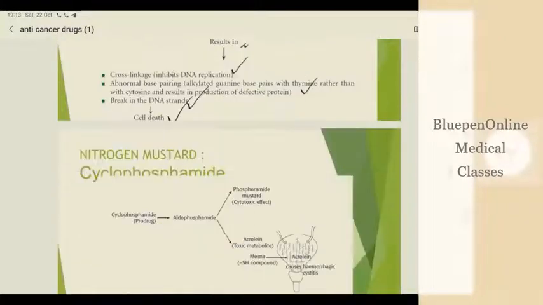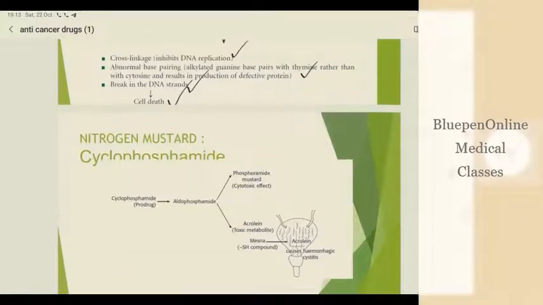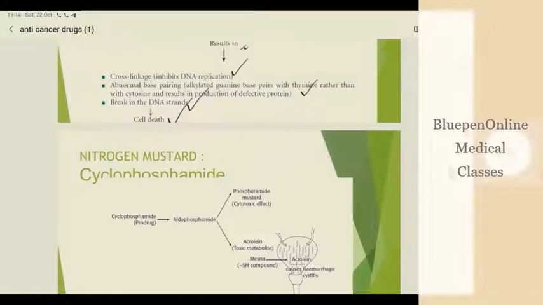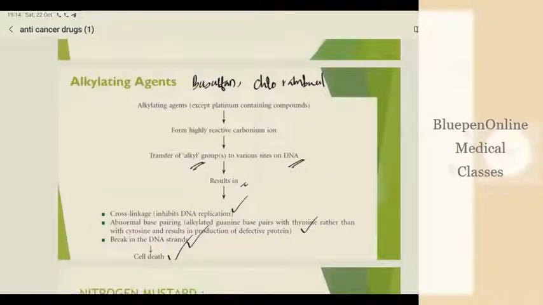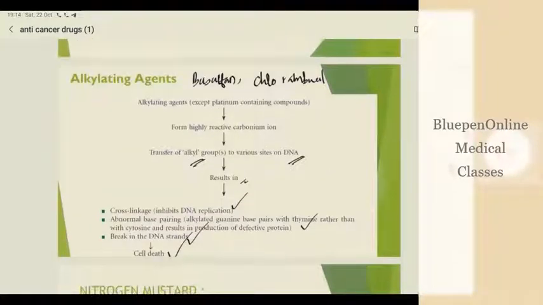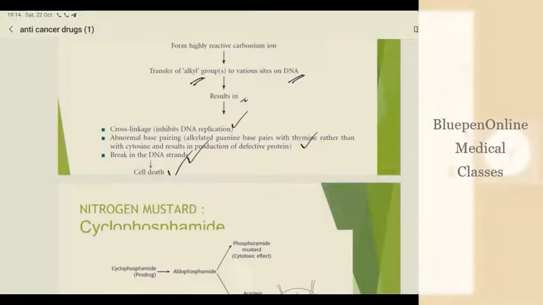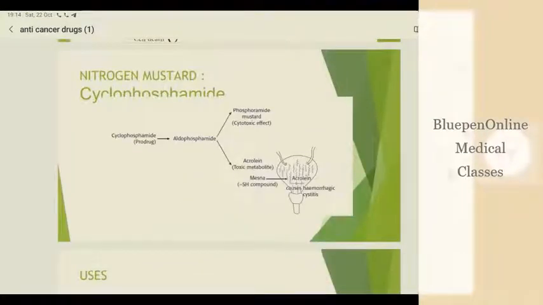Then there is something called nitrogen mustards. You just have to learn the mechanism of action. All these drugs are used in different diseases, in different cancers. So for you, what is important is the mechanism of action. Next one is nitrogen mustards, the drug is cyclophosphamide.